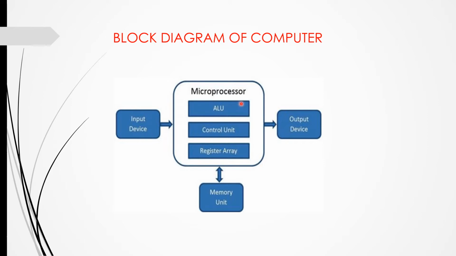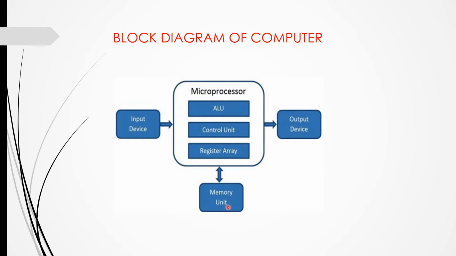Microprocessor unit includes arithmetic logic unit ALU, control unit and register array. Arithmetic logic unit is used to process the data. Various arithmetic as well as logical functions are performed. Control unit is used to provide different control signals like read and write. And register array is a group of flip-flops. Register array is used to store the information.